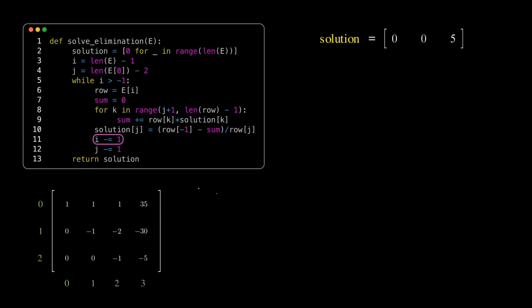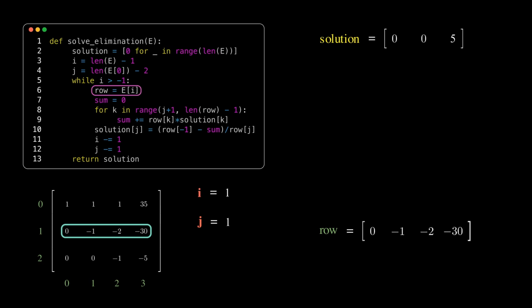We will reduce the value of i by 1 to consider the second row this time. So i becomes 1. We also reduce the value of j by 1, so j becomes 1. Now, the row variable contains the second row. We initialize the sum to 0.